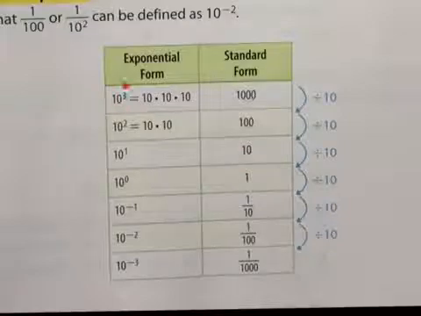Another way to look at it is 10 to the power of 3 is 3 zeros. 10 to the power of 2 is 2 zeros. 10 to the power of 1 is only 1 zero. 10 to the power of 0 means no zeros. So 10 to the power of 0 is just 1. Any number to the power of 0 is 1. And then we have 10 to the negative 1, it's going to be 1/10.